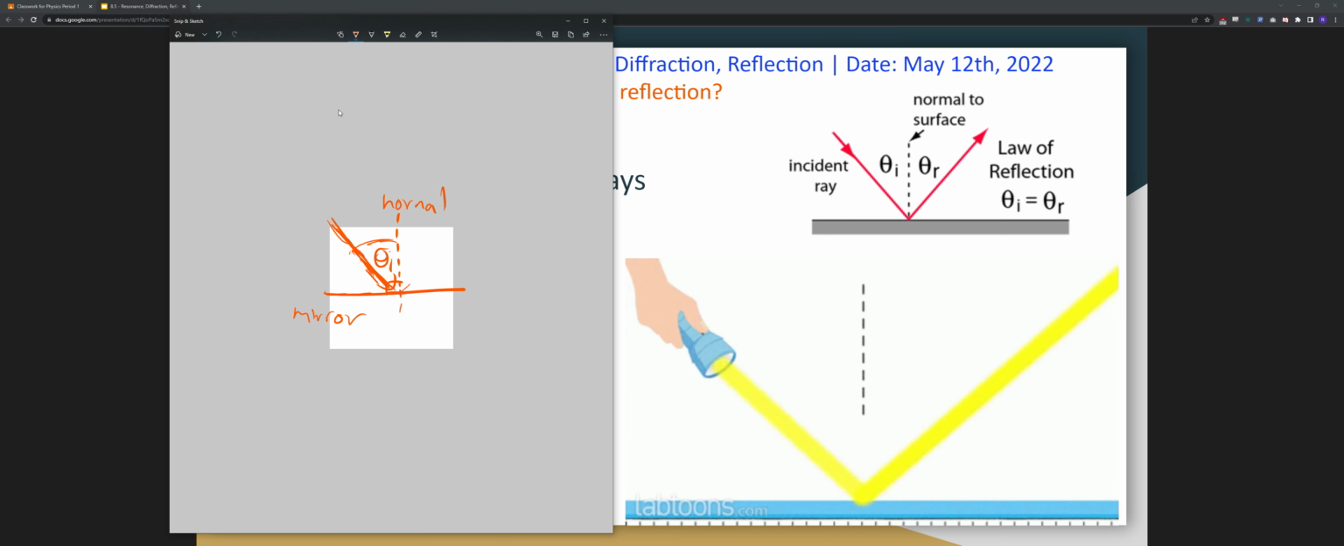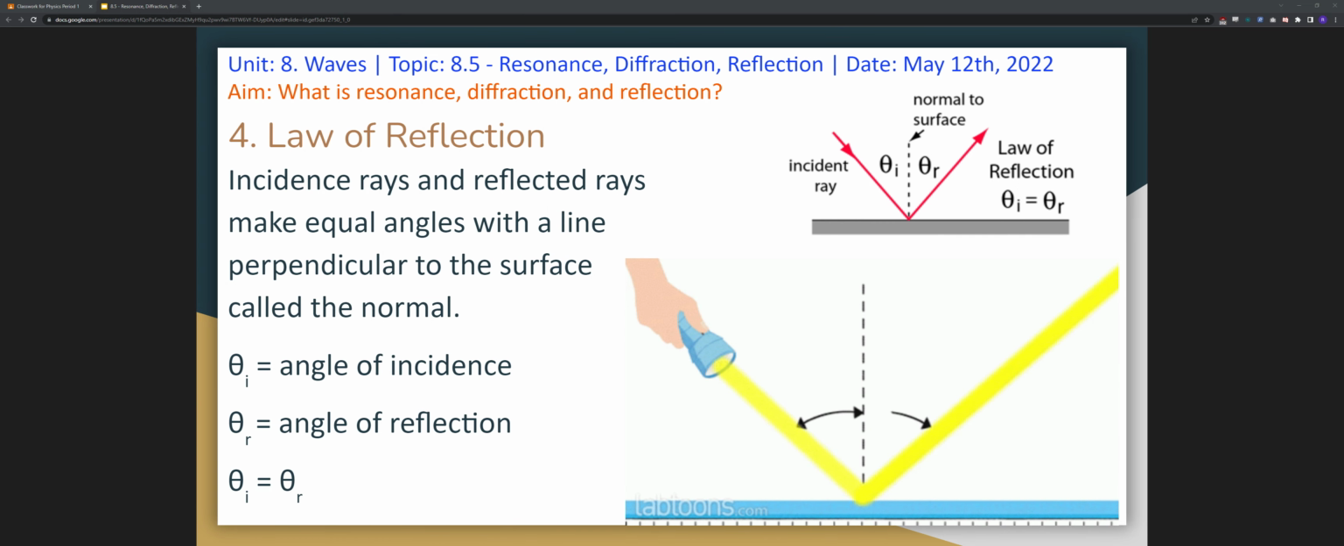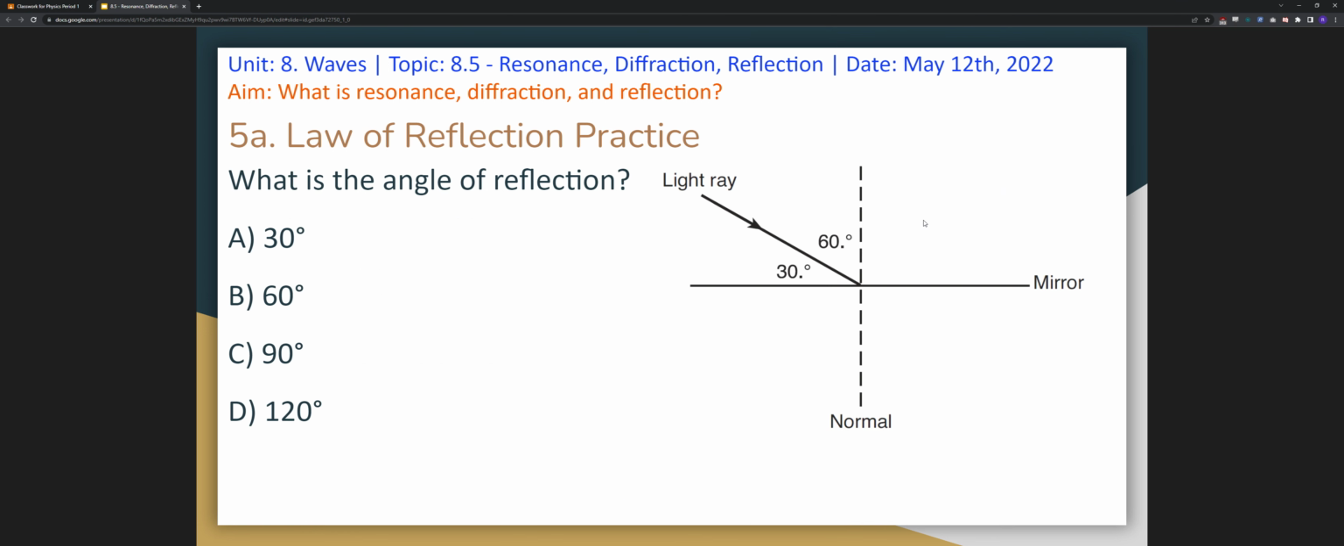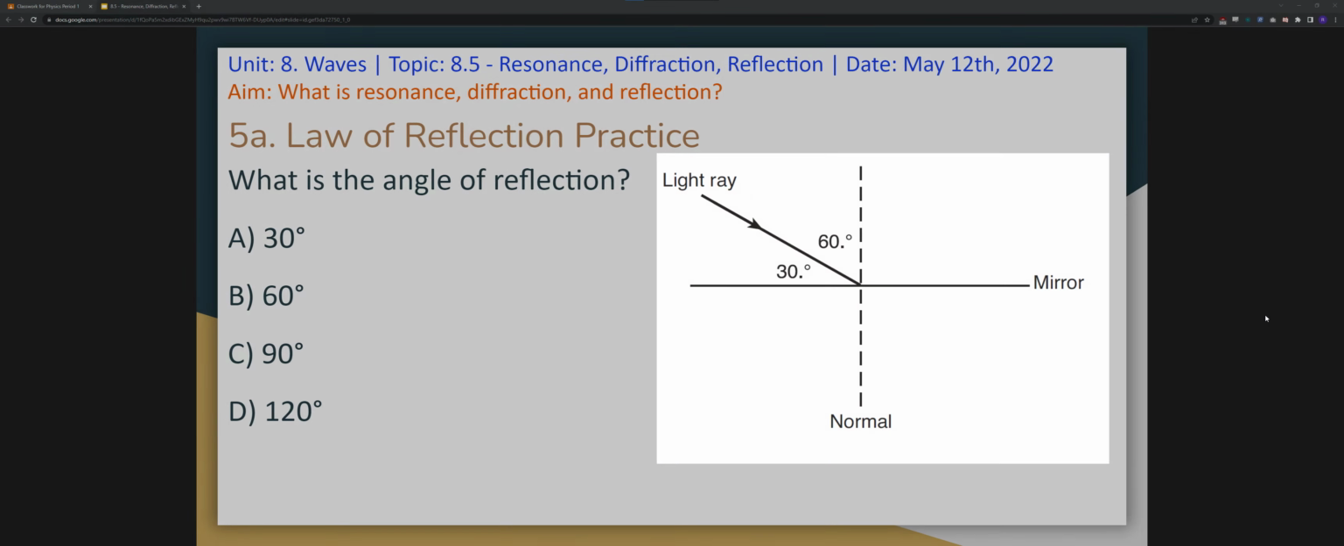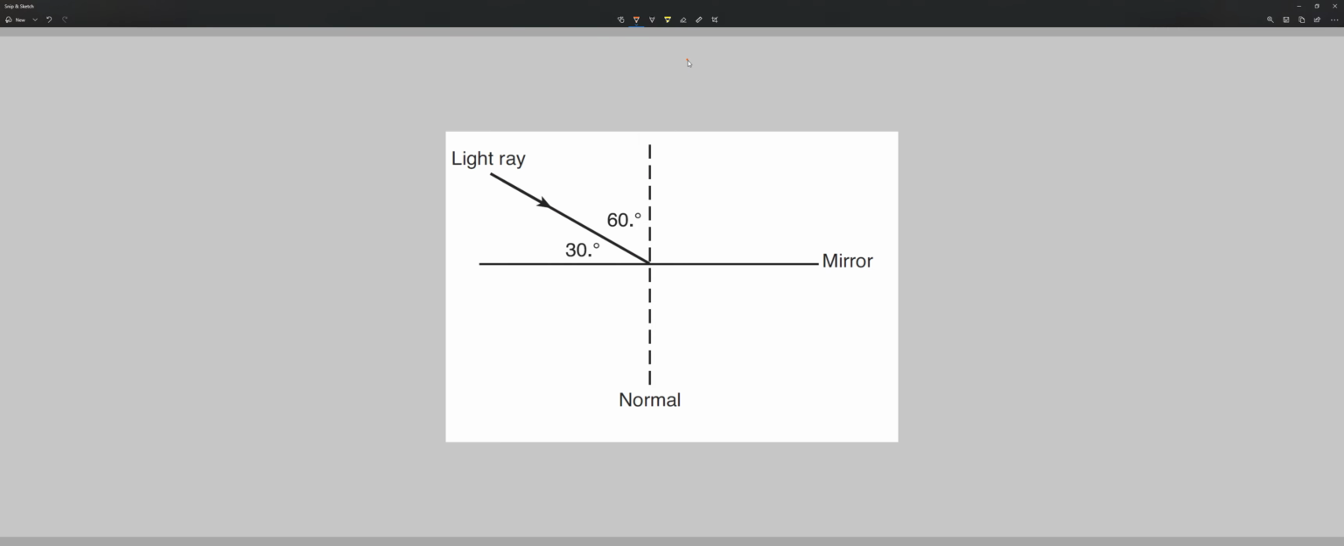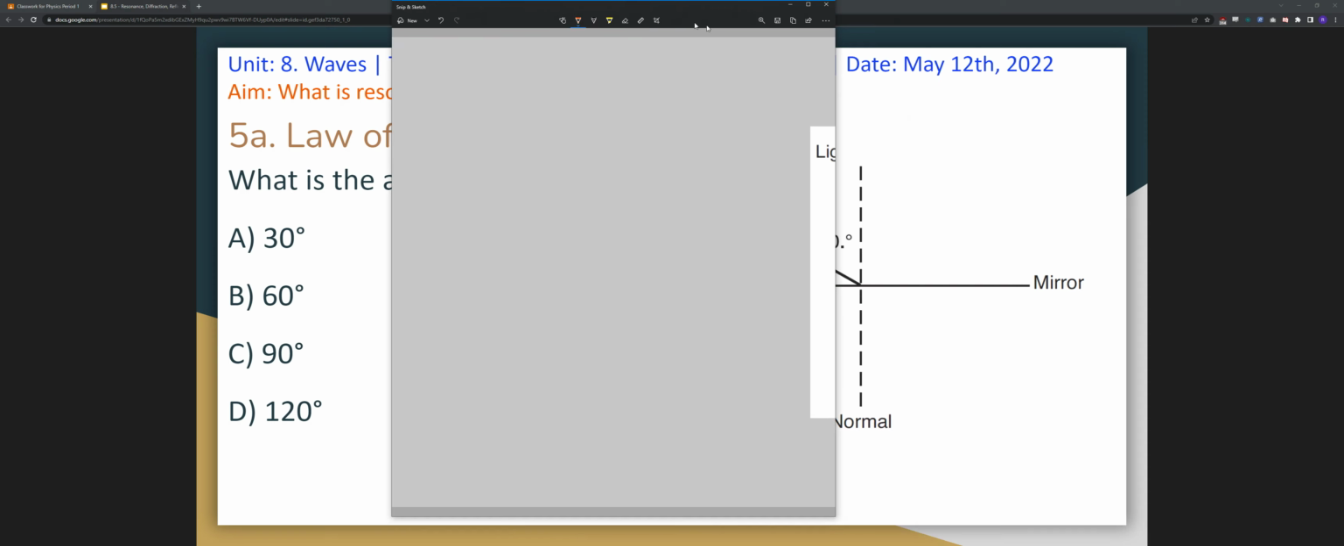And then the wave gets reflected. The angle it makes in reference to your normal line is equal to your incident angle. And that's the law of reflection. The angles are equal in reference to your normal line, and again, your normal line is perpendicular to the surface. So if you think about it, what is the angle of reflection here? This is your normal line, so the angle it makes in reference to your normal line is equal. So it's 60 degrees there. That's your angle of reflection.